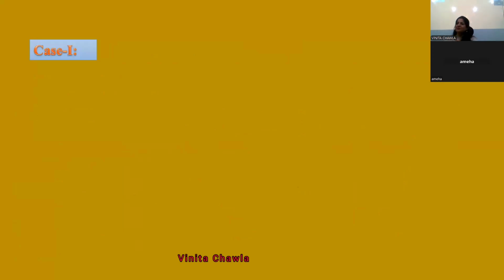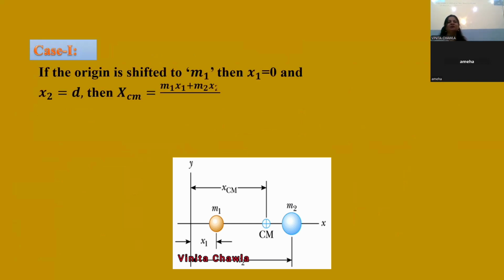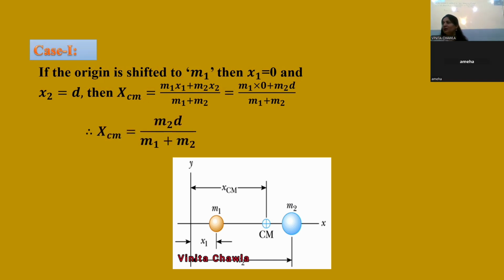Now we have different cases. Case 1, if the origin is shifted to m1 then x1 is 0. ये मैंने बताया था आपको. We can place our origin anywhere as per our convenience. If we consider a reference frame on mass m1, right, then x1 becomes 0 and x2 becomes d, no, because distance between m1 and m2 is d, है ना?